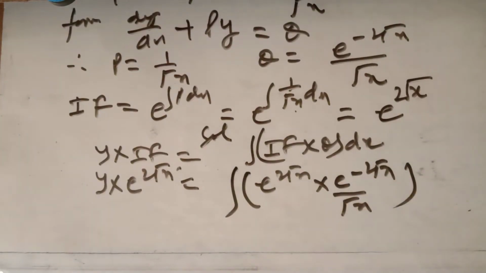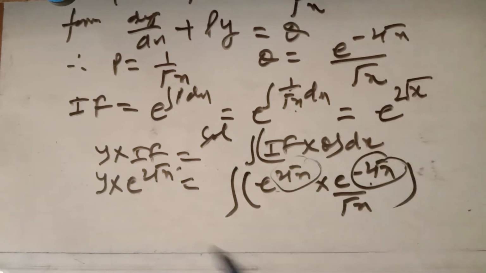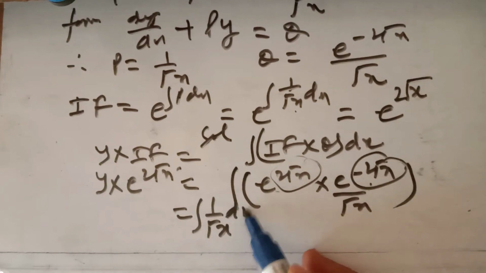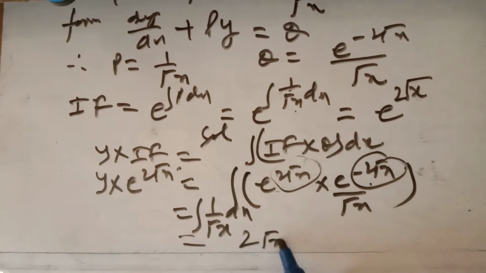Now you have to integrate the right hand side. This will be equal to e to the power root x times e to the power minus 2 root x, which is e to the power 0, so you are getting only 1 upon root x. E to the power 0 is 1, and you know the integration of 1 upon root x is 2 root x. So 2 root x plus c. So this is the solution of this differential equation of this miscellaneous exercise.